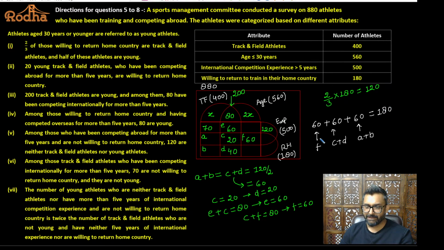Yes or no? If this is F, 60, C plus D is 60, A plus B is also 60, 60 plus 60 plus 60 is 180, and total is 180. That means rest of the values are 0. Rest of the values are 0. So this will be 0, this will be 0, and this will be 0. Do you agree with this?